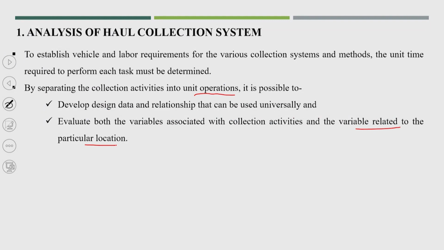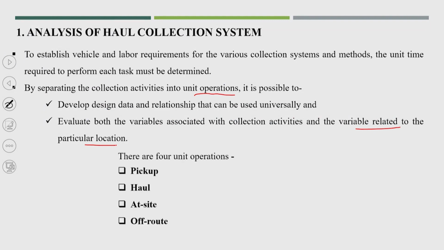So, what are the different unit operations? There are 4 unit operations. First is the pickup, this is the first operation, and the time required is the pickup time. Another is the haul time or haul unit operation, then at-site and off-route. One by one we will discuss all 4 unit operations under the haul collection system.